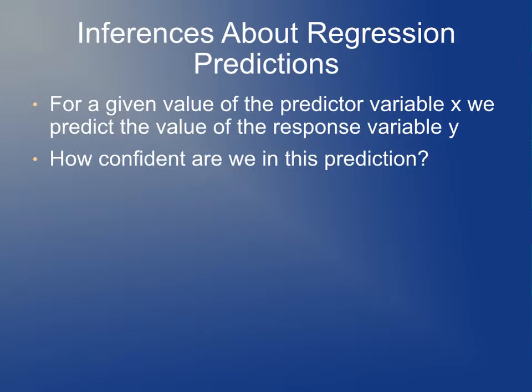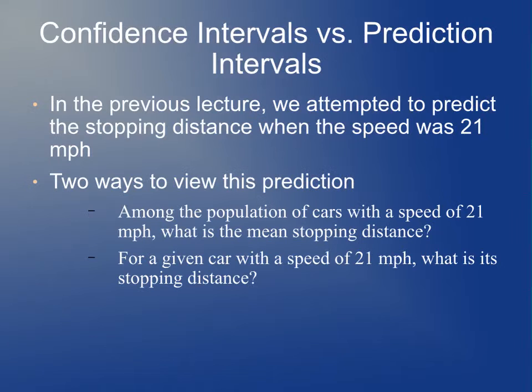Let's say we want to make inferences about regression prediction. For a given value of the predictor variable x, we predict the response variable y. We want to know how confident we are in this prediction. Here we have to explain something that's mildly confusing. It took me a while to understand, so don't feel bad if it's not obvious to you either.